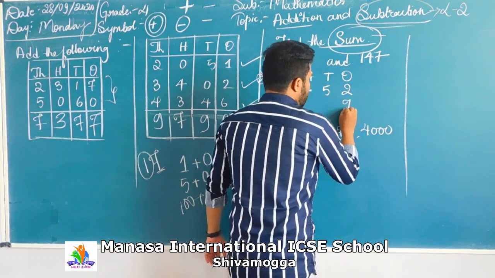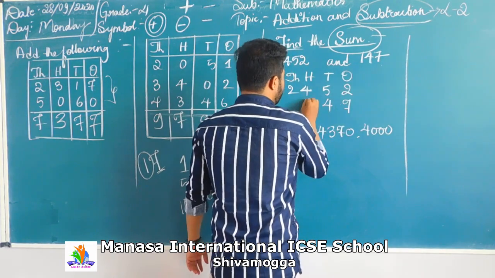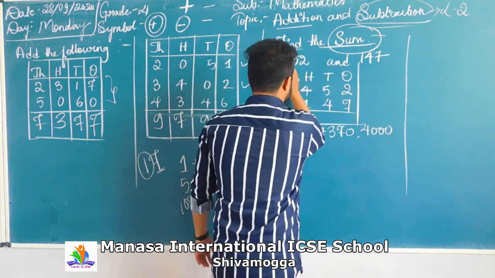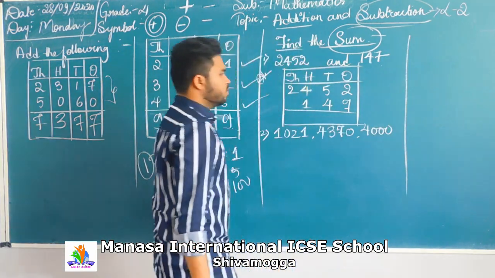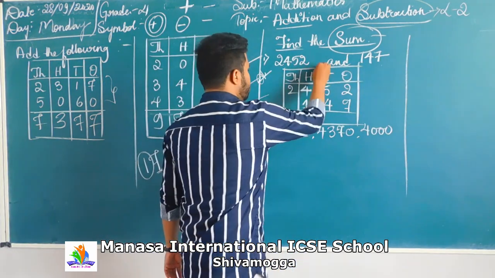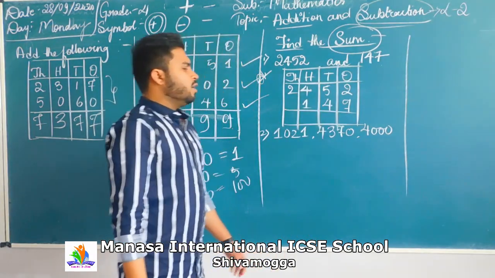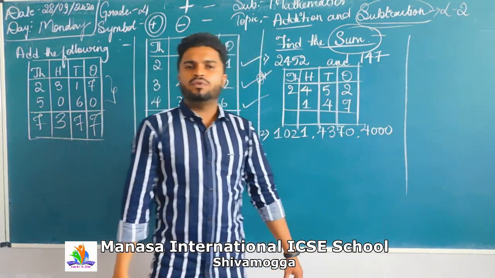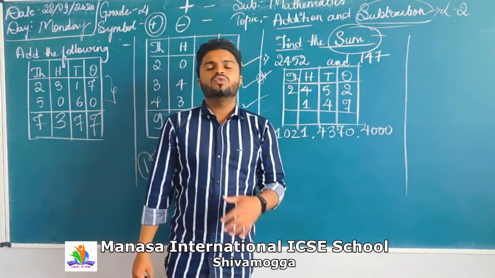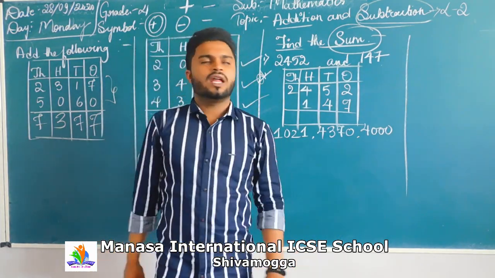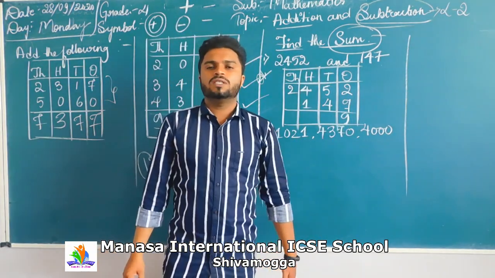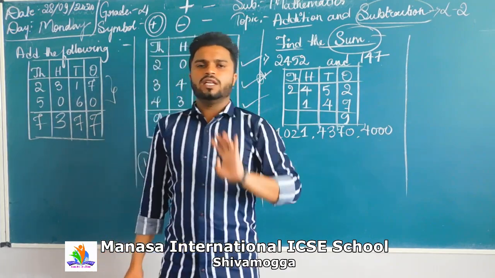Yes. The next number I have is 147. You are going to add all these numbers. So in the ones place I have 2 and 7. 2 plus 7 is 8 and 9. 9. Then at the tens place I have 5 plus 4, 6, 7, 8, 9. Again it is 9.